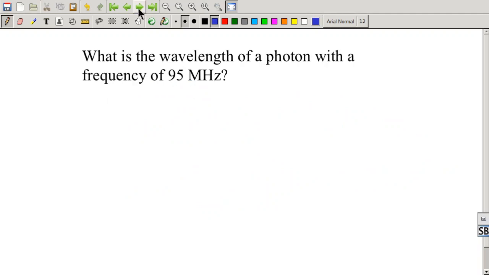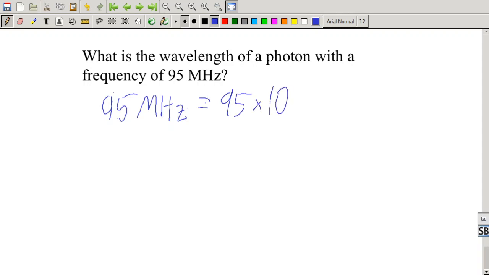Okay. Now, we can also calculate wave numbers. I'm not going to bother with that right now. We can calculate wavelength. Here's a standard FM frequency, 95 megahertz. Do we convert this to regular hertz? Yes. So what is that going to be? That's going to be 95 times 10 to the 6th, 95 million hertz. Or really 9.5 times 10 to the 7th.